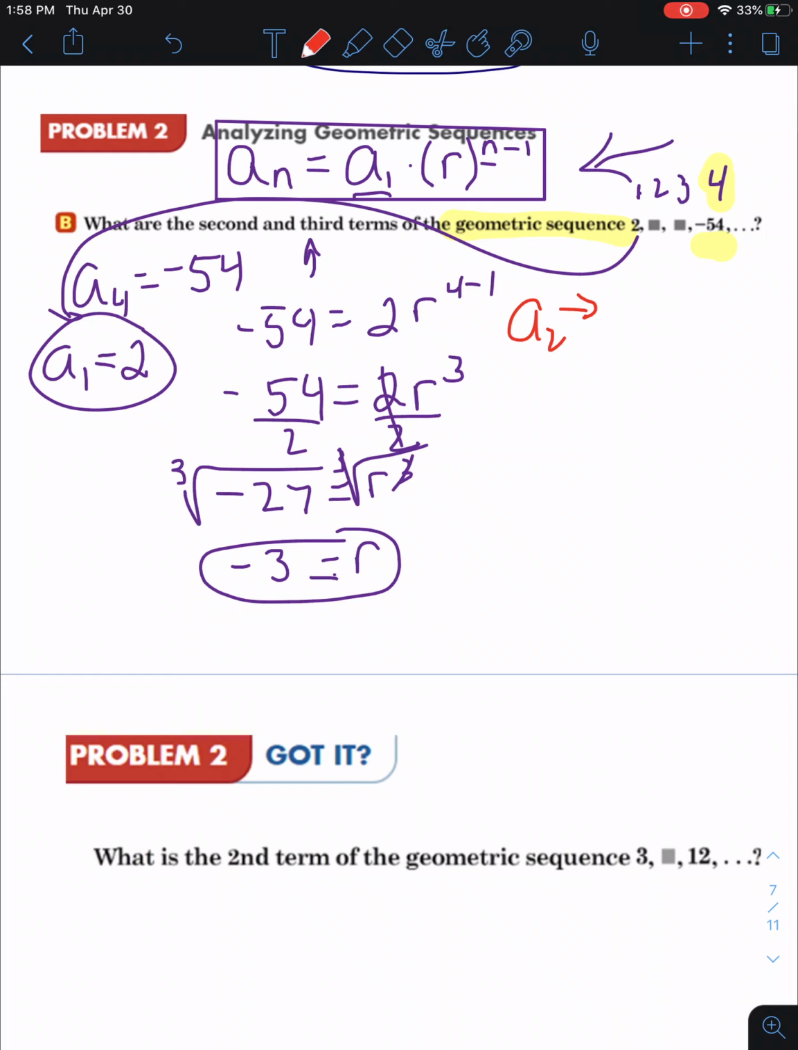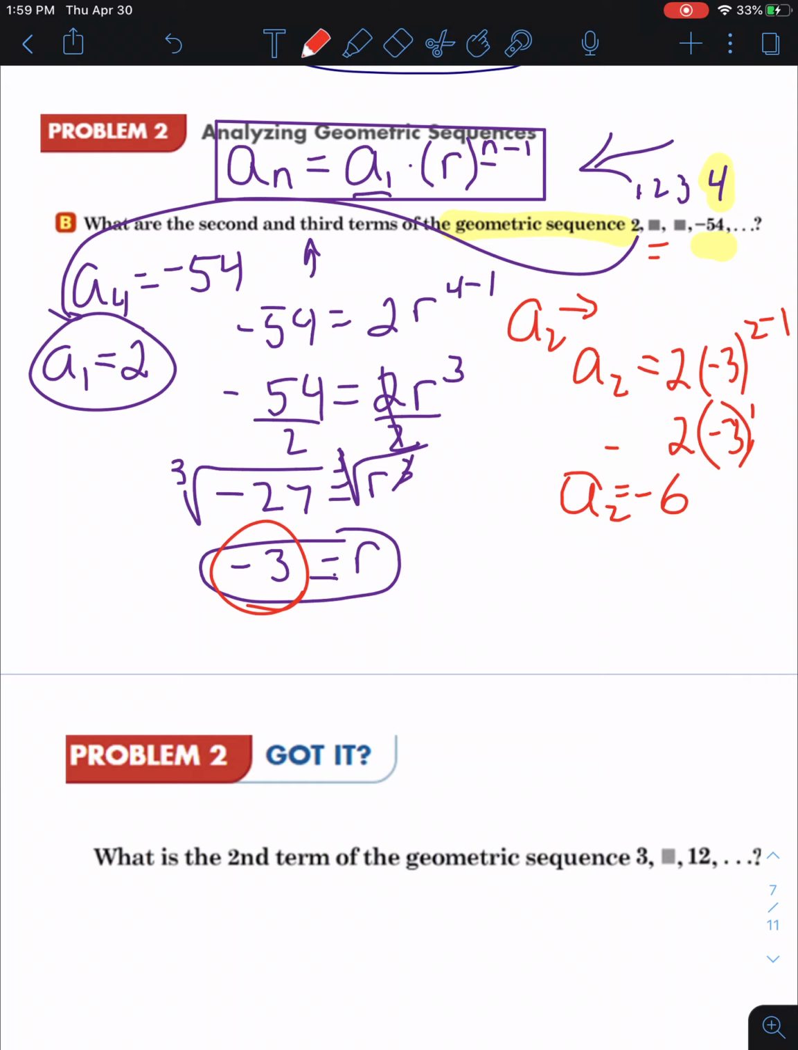I'm going to use a sub 2 equals, that's still my variable there, the first term, so 2 times this r, times negative 3 to the, and since I'm in the second term, I'm going to use 2 minus 1. Well, 2 minus 1 is 1. So this would be 2 times negative 3 to the first power, which would be negative 6, because negative 3 to the first power is negative 3, times 2 would be negative 6. So my second term is negative 6.